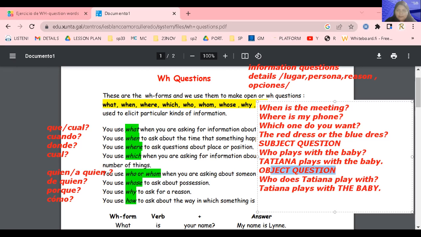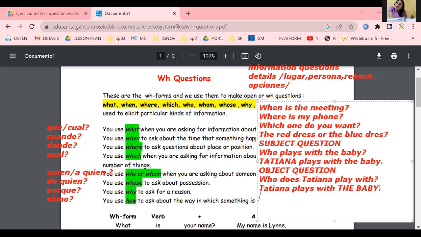Ahora bien, en una object question, yo quiero saber quién es la persona o cosa afectada por la acción del verbo. Tatiana plays with the baby. ¿Con quién juega Tatiana? Con el bebé. ¿Es importante acá Tatiana? No. No es la información esencial que yo estoy buscando. Lo que yo estoy buscando es quién recibe la acción del verbo jugar. ¿Con quién juega? Con el bebé.